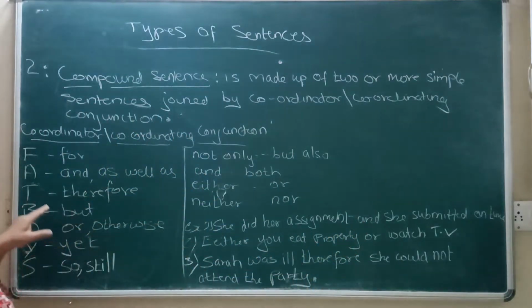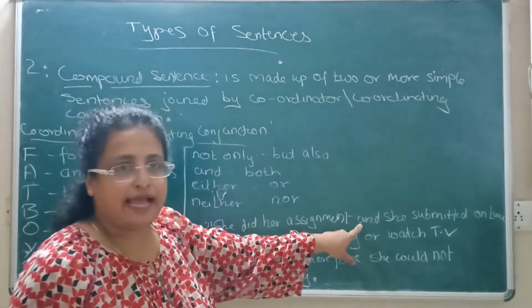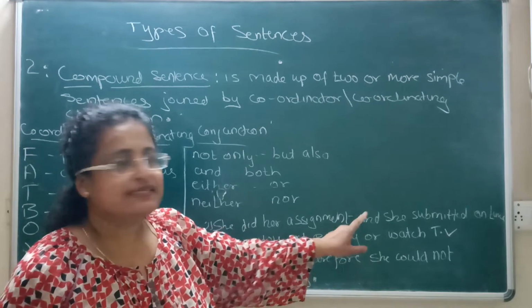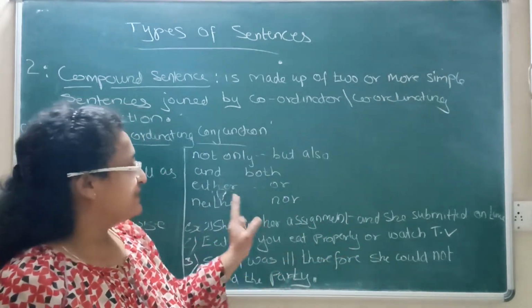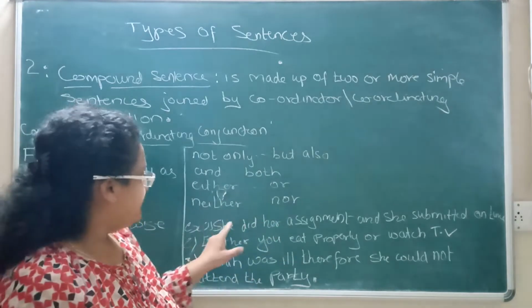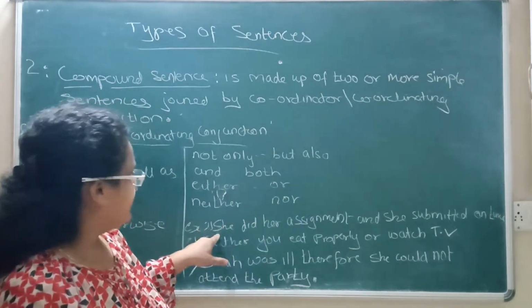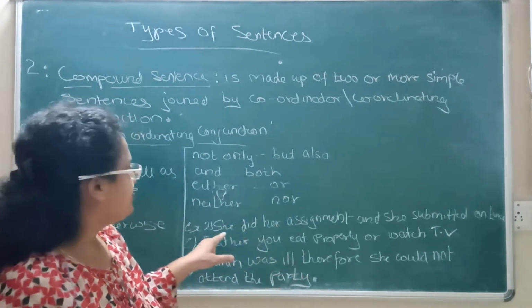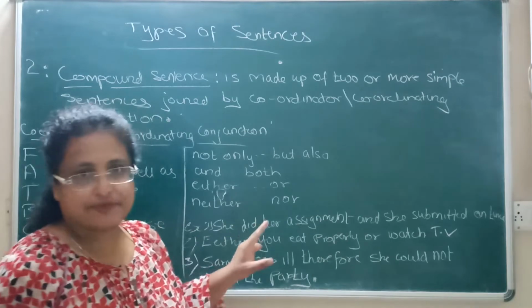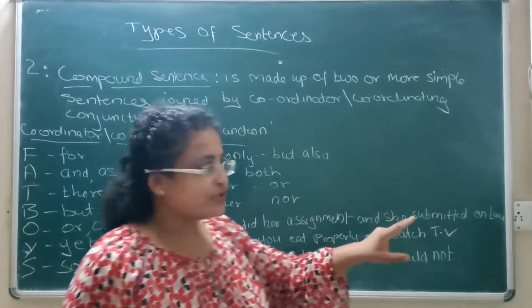See, and I have given you over here this. So by merely seeing the coordinator and, instantly you will recognize that yes, this is a compound sentence. And you have to see whether there are two sentences also, and these sentences are known as main clauses. So this sentence has two main clauses, which are, also called principal clause. So she did her assignment, first main clause. Second main clause, she submitted on time. And what is a coordinator?